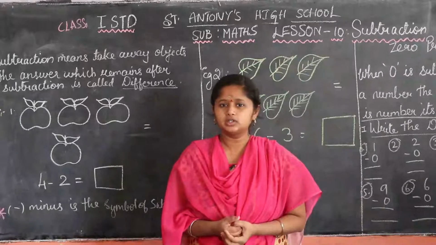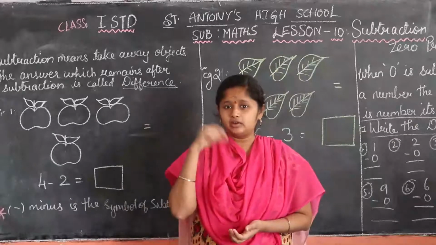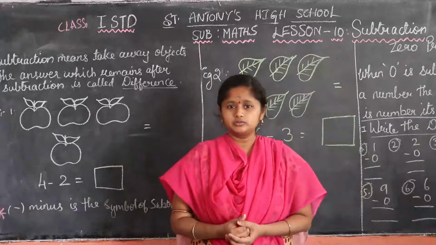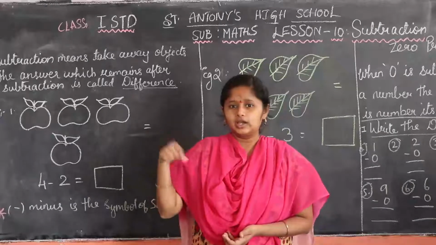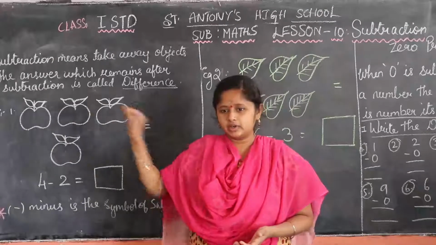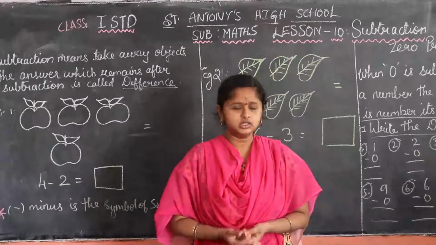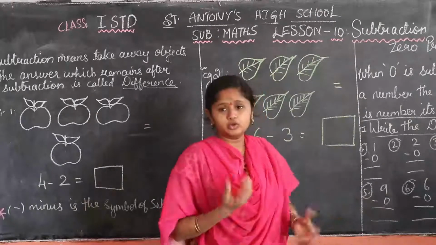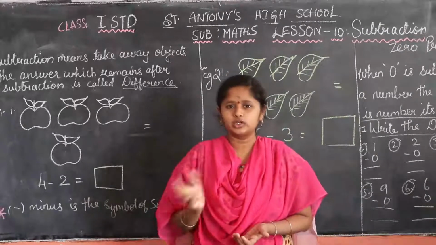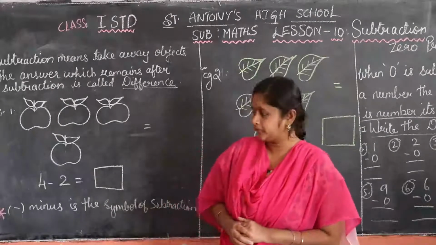So we have learned count and write, and we have solved the object, means we have to cancel it, see how much remains, count that and write the answer. Yes, now we are going to learn in this lesson how to solve the sums. And borrowing lessons also we are going to learn. Okay, shall we start? Yes.